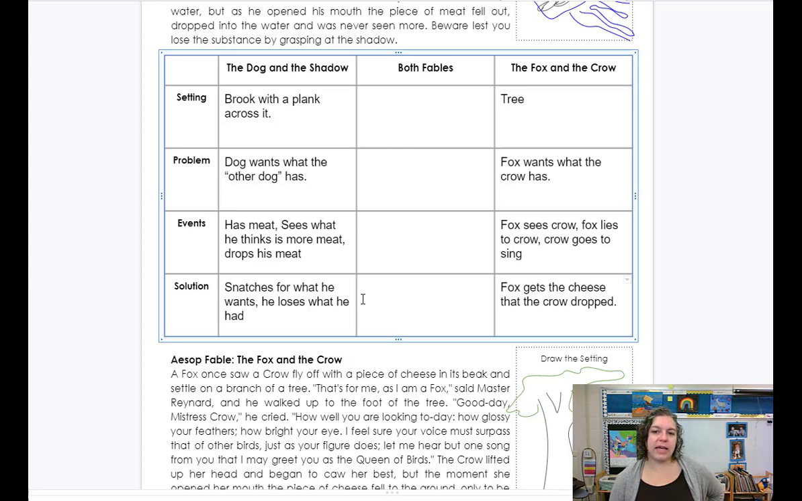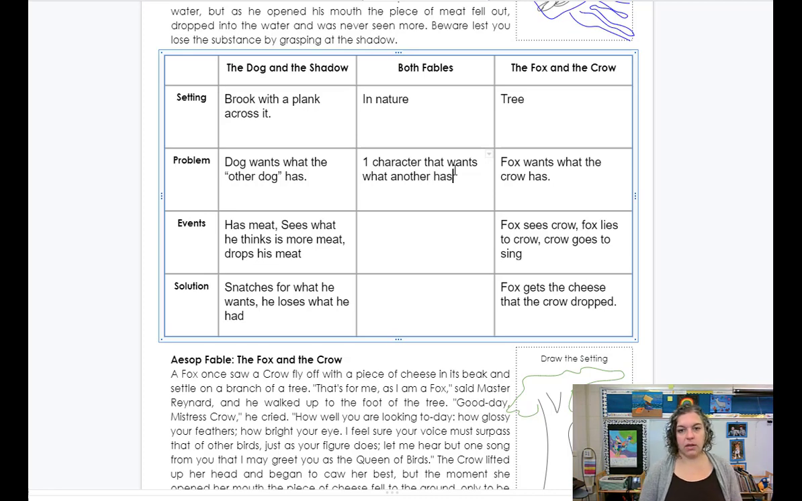So now how do I say how things are similar and different here? So looking at the setting, the dog in the shadow, there's a brook with a plank across it, and the fox and the crow is a tree. So I could say that both fables are in nature. The problem is pretty similar in both of them because there's one character that wants what another has. The events. There's not many things similar in the events. I'm going to skip this one.